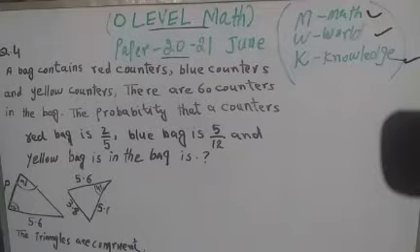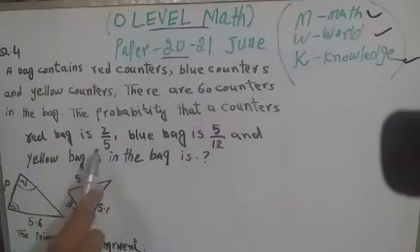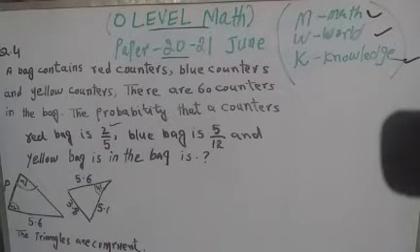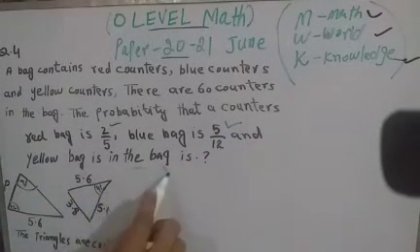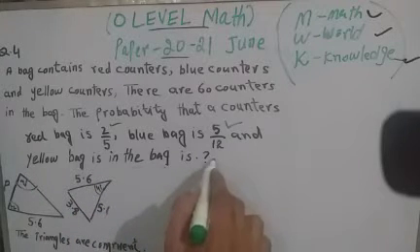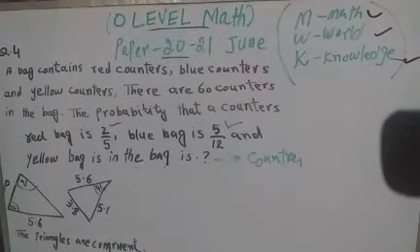The probability that a counter is red is 2 by 5, and the probability that a counter is blue is 5 by 12. How many counters are yellow in the bag? For this purpose, first we can check and understand how many counters.